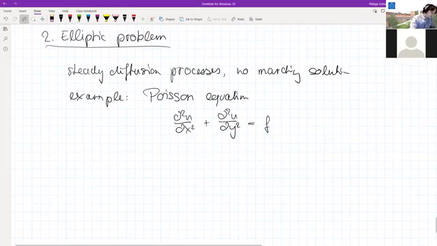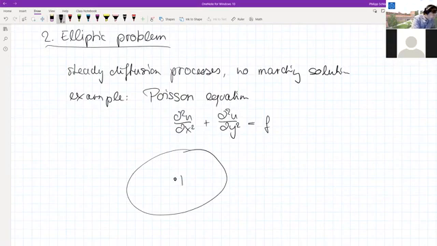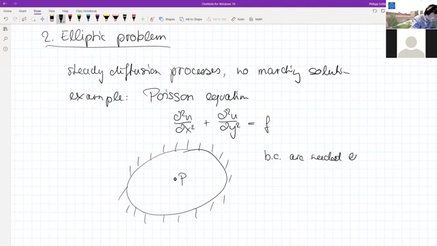Now, when it comes to boundary conditions, if you look here at the domain and we have a point P here, it's important to realize that everything is instantaneous and everything depends on everything. That means in order to be able to solve an elliptic problem, you need to have information of the boundary conditions everywhere, and essentially you need to solve everything at once. So boundary conditions are needed everywhere around the domain.